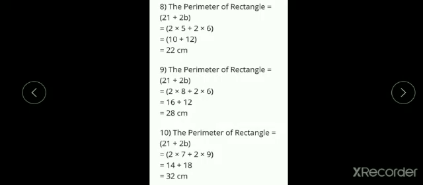That is, the perimeter of the ninth rectangle is 2 into 8 plus 2 into 6, that is 16 plus 12, that is 28 centimeters. The length of the tenth rectangle is 7 centimeters and the breadth of the tenth rectangle is 9 centimeters. So the perimeter of the tenth rectangle is 2 into 7 plus 2 into 9, that is 14 plus 18, that is 32 centimeters.